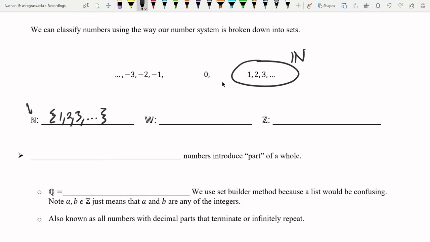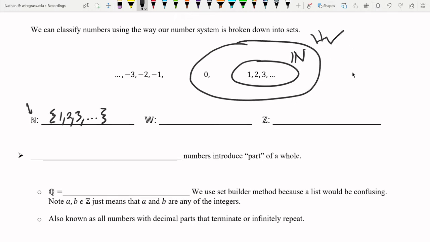The next set is the whole numbers. Whole numbers are the ones that include 0, and the natural numbers is this W with a double bar. And so the whole number set is 0, 1, 2, 3, on up. And the final set from these numbers is this set here.